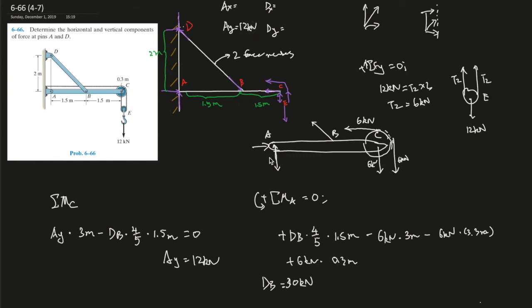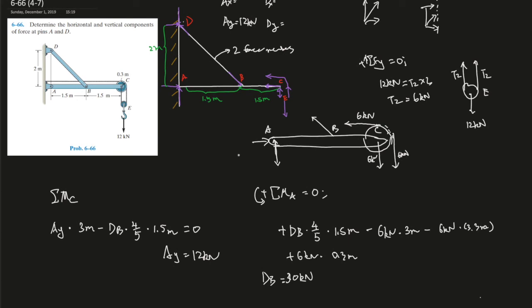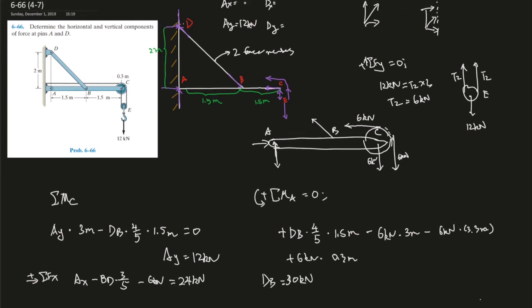And sum of the forces in the x direction, right? Sum of the forces in the x direction on the bigger beam, going to the right is the positive. Therefore, there's AX minus dB times 3 over 5, right? And minus 6 kilonewtons of this force over here going to that direction. And AX should give you 24 kilonewtons.